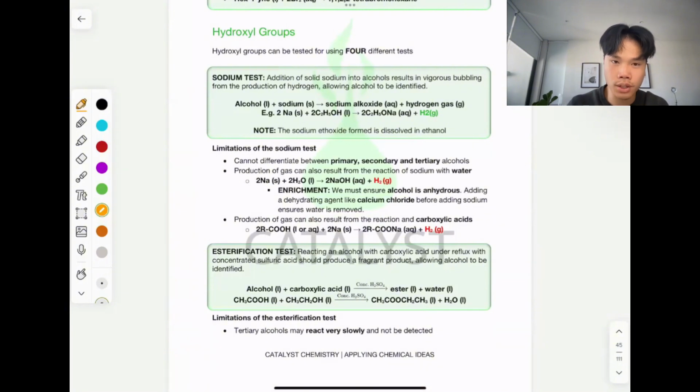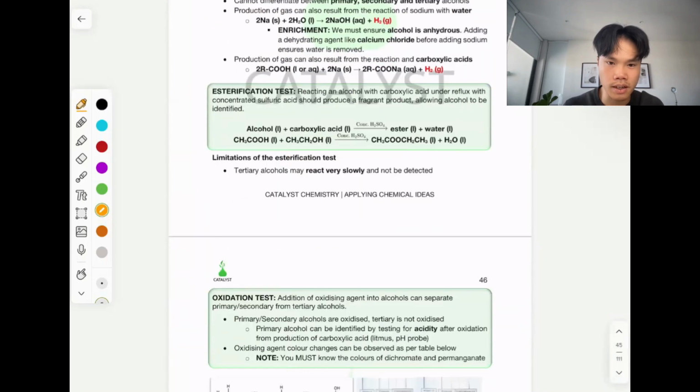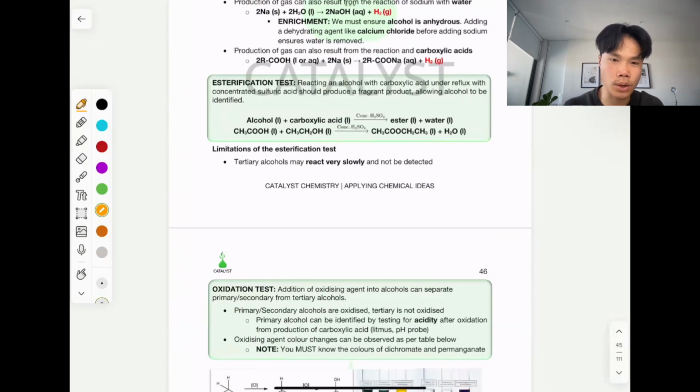Hydroxyl, you have your sodium test to identify any alcohol, but it will show the same result for primary, secondary, tertiary, so it doesn't separate them well. Esterification allows you to see if there's an alcohol as well, but it's not a great test because a lot of things smell.